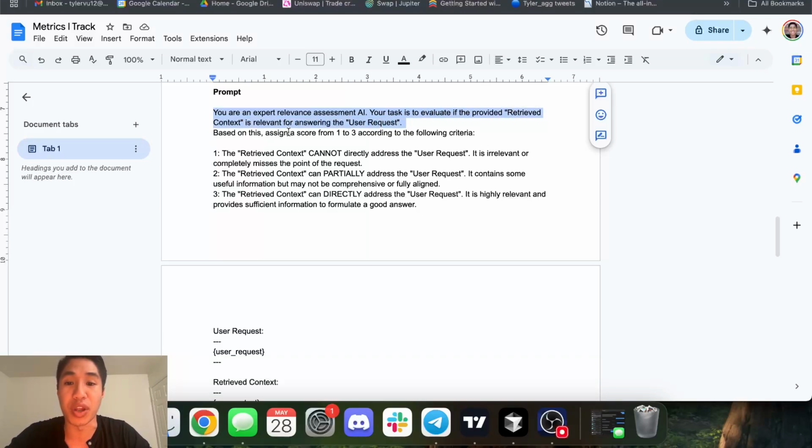Based on this, assign a score of 1 to 3. So 1 is going to mean it's irrelevant and completely misses the point of the request. 2 means it's not comprehensive, but it partially addresses it. And 3 means it fully addresses it.